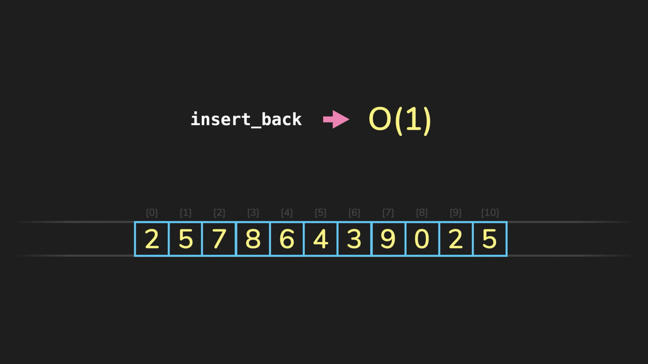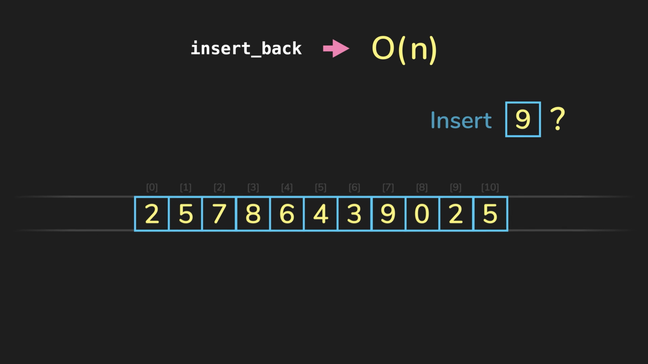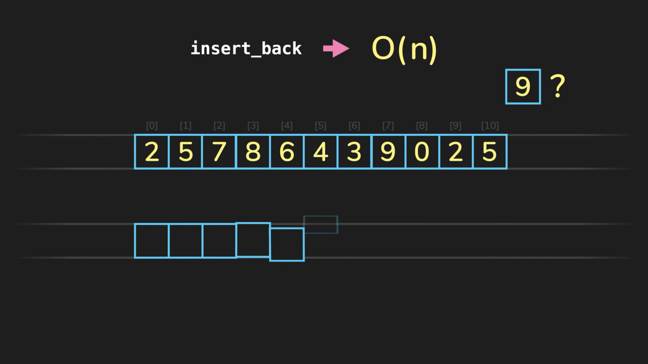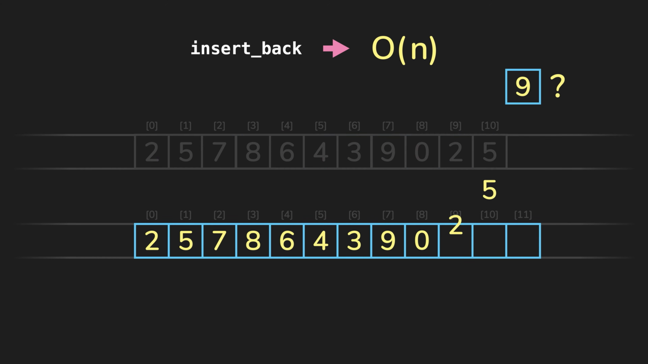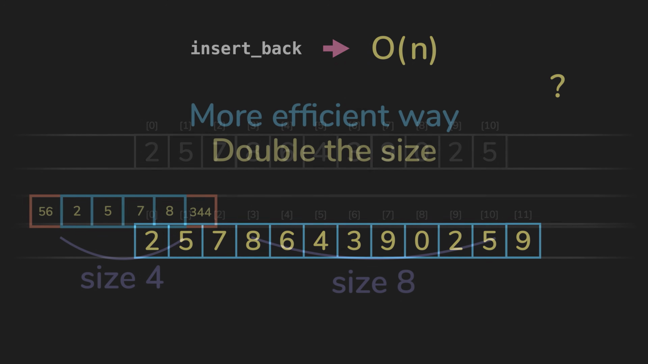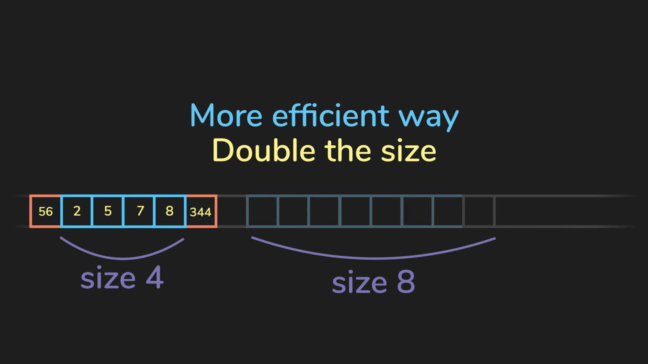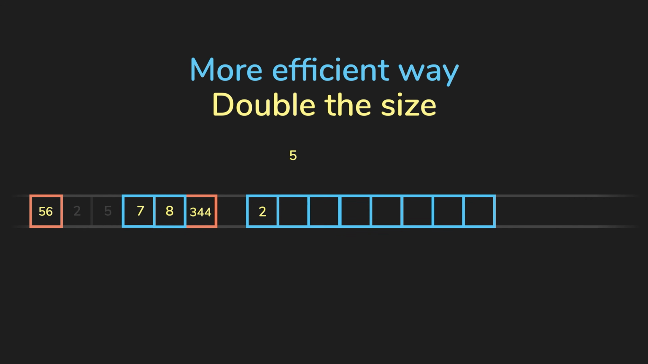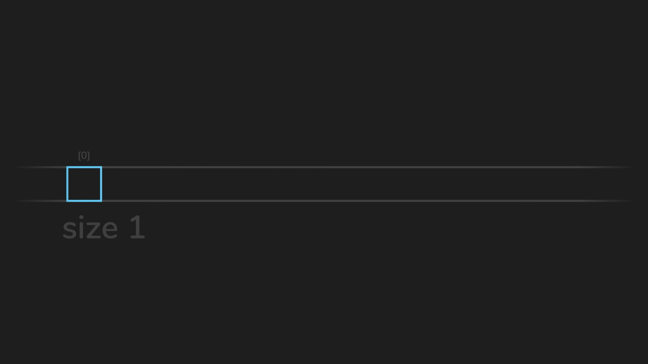However, insert back will now be an O of n operation instead of O of 1 because in the worst case, you reached your maximum array length and you'll have to request a new array and copy the elements every time. There is a way to make this more efficient, and the strategy is to double the size of the array when it's full. Let's start with an array of max length 1 to make this easier to visualize.